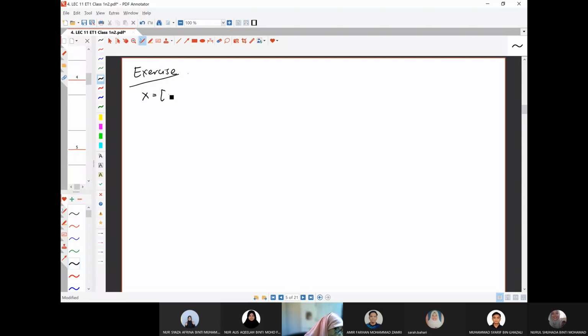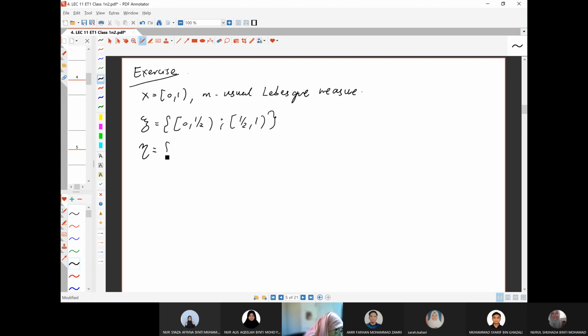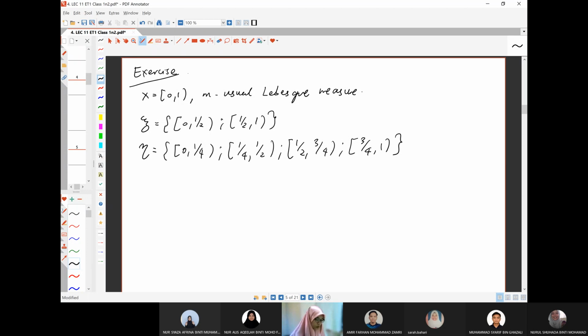Okay. Again, I consider this set 0 until 1. M is a usual Lebesgue measure. Okay, so I have psi is given by this partition. Again, the same. I like to have the symmetric. And then eta is this 1/4 to 1/2, 1/2 to 3/4, and 3/4 to 1. Okay. So you shown already that your psi is less than or equal to eta. So now let us consider dyadic transformation.